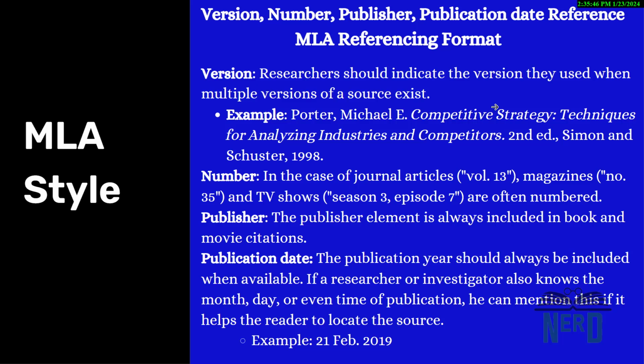And then if there is a number, in the case of a journal article like volume 3, or a magazine number 35, or a TV show like season 3 or episode 7, these are often numbered. And the publisher element is always included in book and movie citations, very important. And then the publication date: the publication year should always be included when it is available. If a researcher or investigator also knows the month and day, they can mention that also. Let me give you an example of a publication date: 11 February, full stop, in 2019. Very important to remember that.